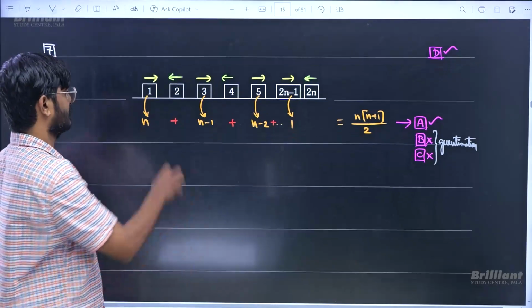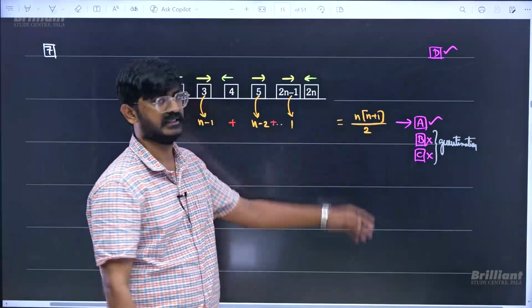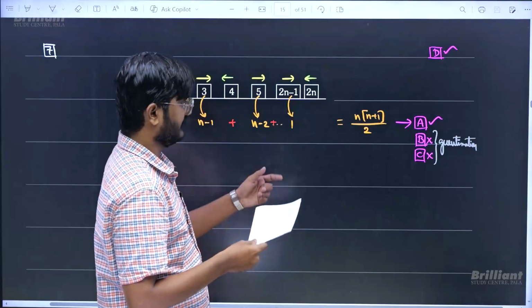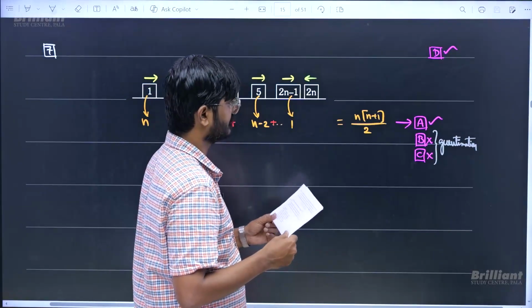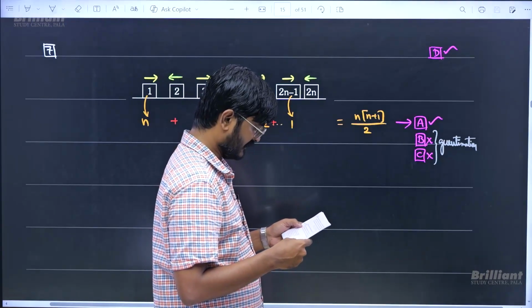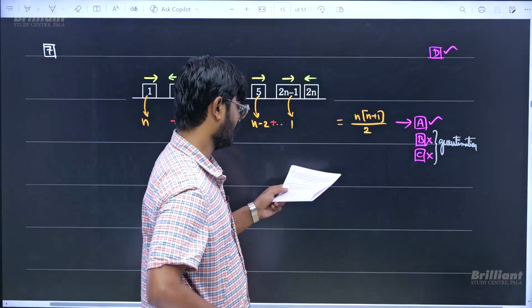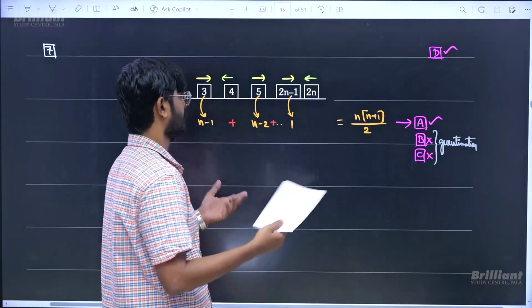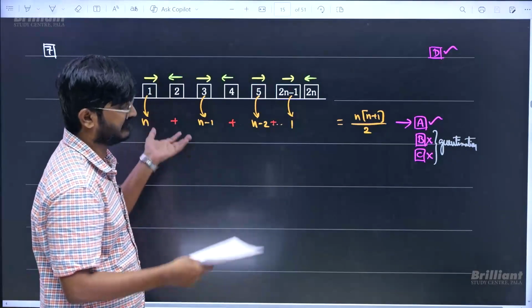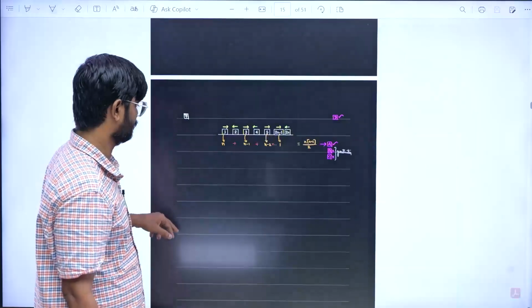So the number of collisions are n, n minus 1, n minus 2, and so on. You need to add all of them. That is going to be n into n plus 1 by 2. Anyway, you could have guessed by taking n equals 0, 1, 2, and you can convince yourself B and C won't be the answers. And the velocity of center of mass of the entire system after all the collisions will be 0. Not only after all the collisions, at any time the velocity of the center of mass of the system is going to be 0, because net momentum is 0.